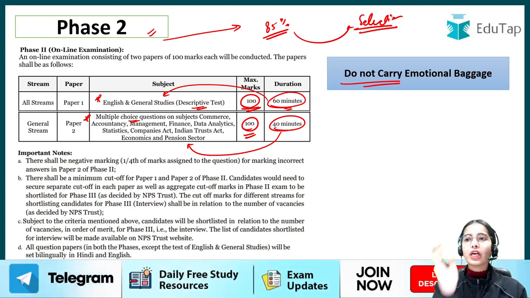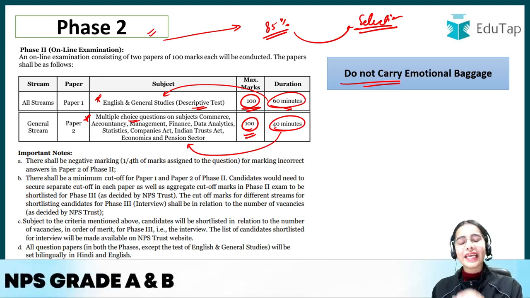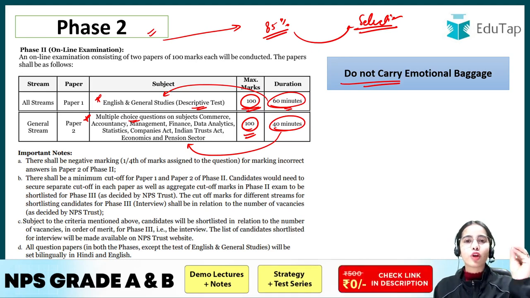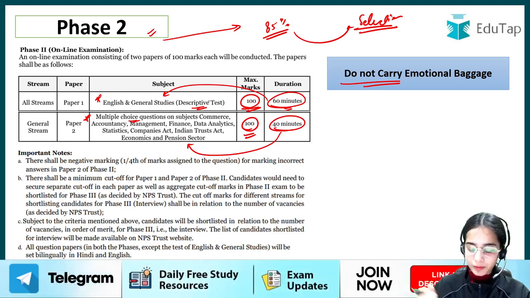So do not carry any emotional baggage from your phase 1 to your phase 2. Even if in the phase 1 you have attempted less questions, or maybe the whole of the phase 1 was very difficult and the section cutoff might be low, do not carry any emotions from your phase 1 to phase 2, because you have to give the phase 2 in the best possible manner.